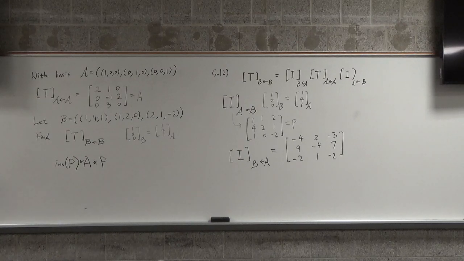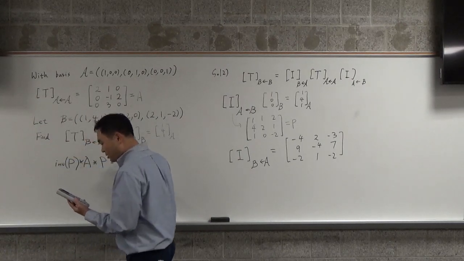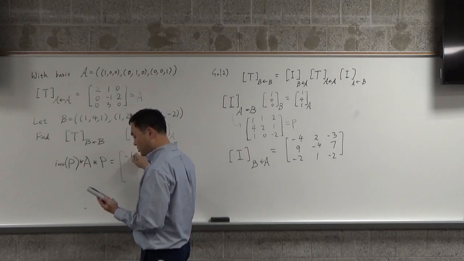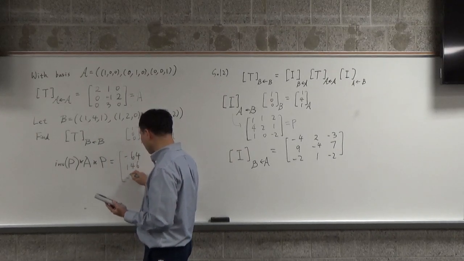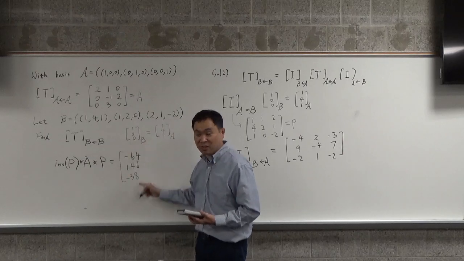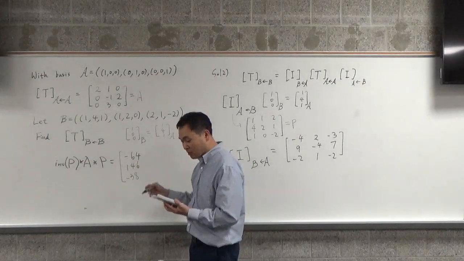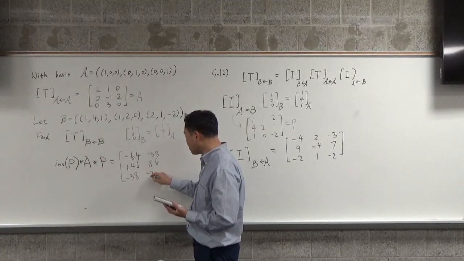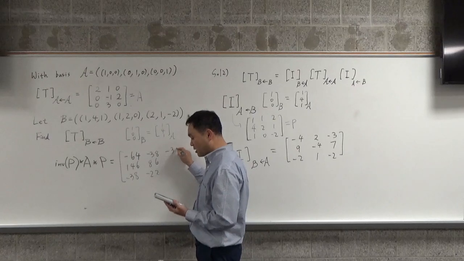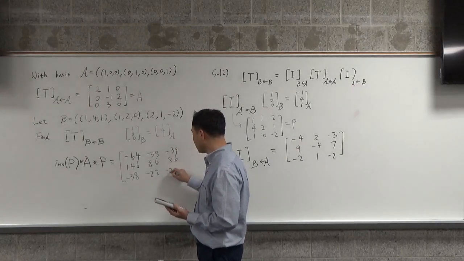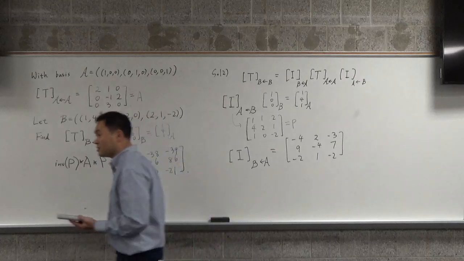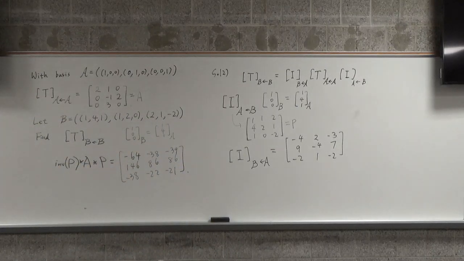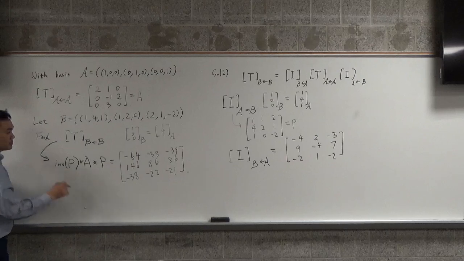All right. So the answer would be negative 64, 146, negative 38. Recognize that this is exactly the same column that we got in the previous method. And then you have negative 38, 86, negative 22, and negative 39, 86, negative 21. Okay? So that will be the representation with respect to the new basis. That's the answer.